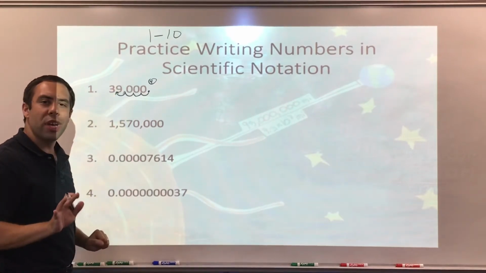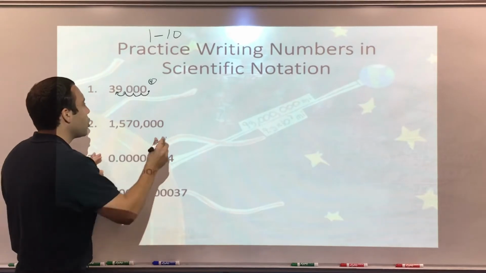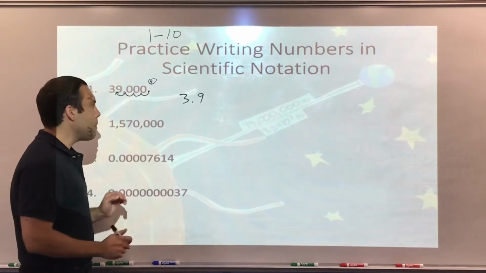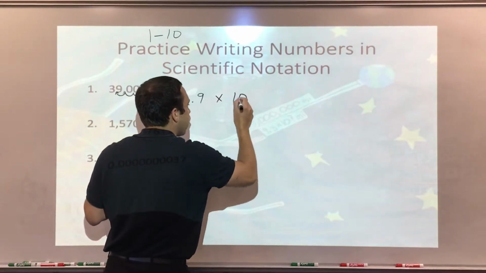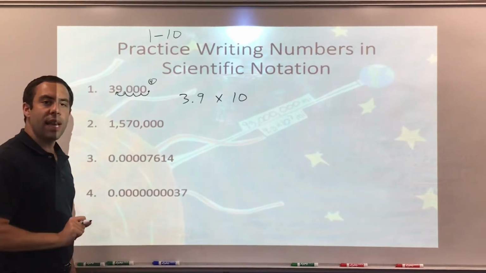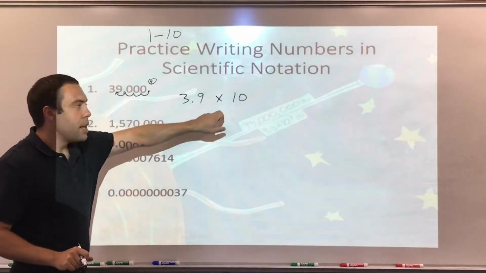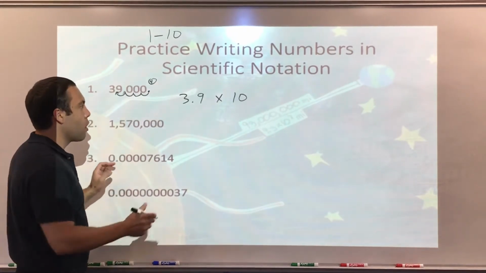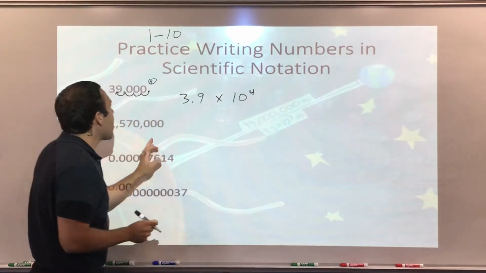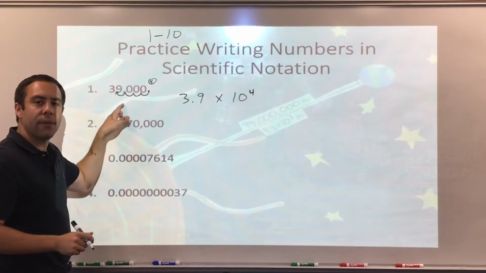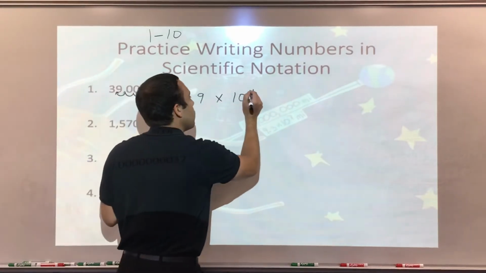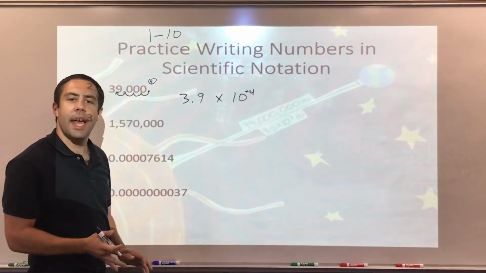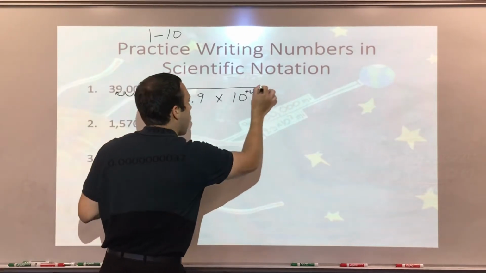Step 2, we're going to rewrite the number without all of the zeros. So our new number is 3.9. Step 3, write times 10. And then finally, step 4, we're going to raise the 10 to the power of the number of times we move the decimal point. 4. Since we moved the decimal point to the left, this 4 is going to be positive. So our final answer is 3.9 times 10 to the positive 4th. And we can box that answer off.